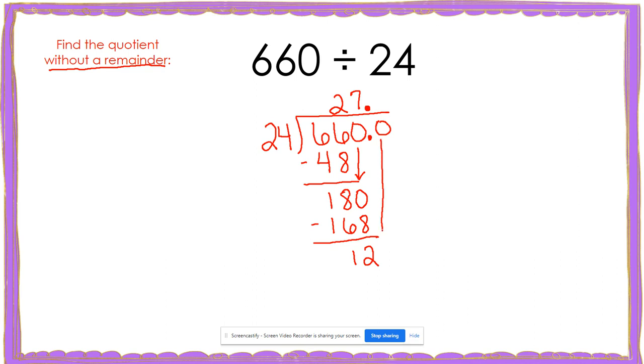Now I can bring this 0 down, and I can ask myself, what is 120 divided by 24? When I do 120 divided by 24, I get 5. Then when I multiply 5 times 24, I get 120, and I'm left with a 0 remainder. So the quotient here is 27.5.